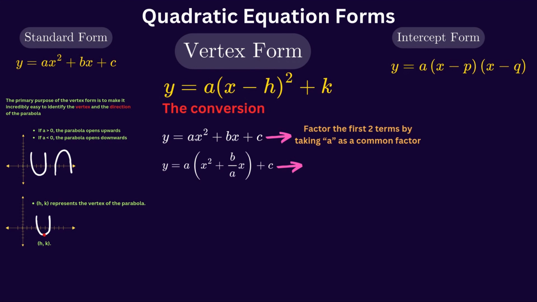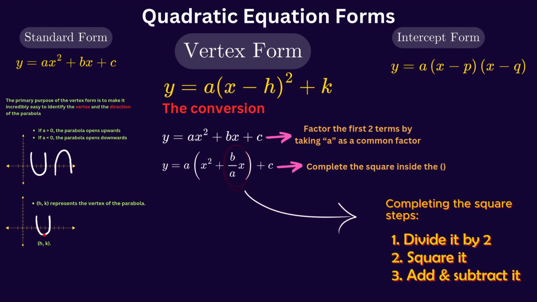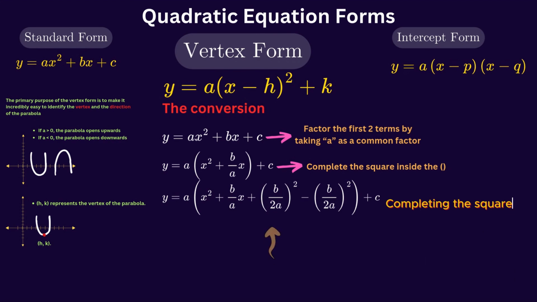Next, we need to complete the square inside the bracket. If you're wondering about the completing the square method, click on the link up there. Basically, we take the coefficient of x, divide it by 2, and square that. Then add and subtract it. So we will have a multiplied by (x squared plus b over a x plus (b over 2a) squared minus (b over 2a) squared), close your bracket, plus c. And that's it. We are done completing the square.